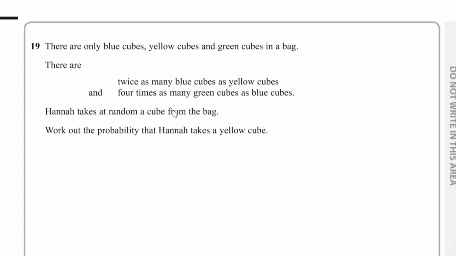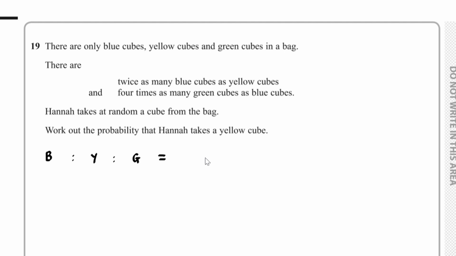Question number 19. There are only blue cubes, yellow cubes and green cubes in a bag. There are twice as many blue cubes as yellow cubes and 4 times as many green cubes as blue cubes. Hannah takes at random a cube from the bag. We have to work out the probability that Hannah takes a yellow cube. So if we think about the ratio blue to yellow to green, well, there's twice as many blue as yellow and there's 4 times as many green as blue.